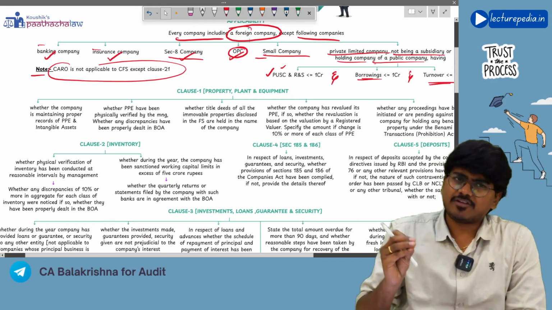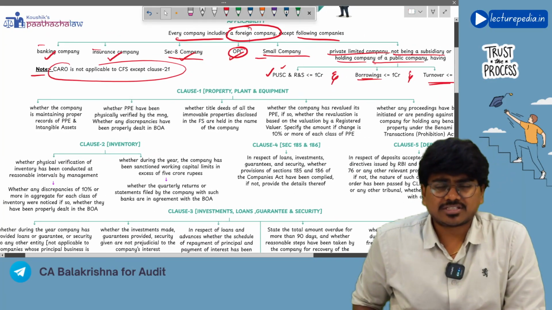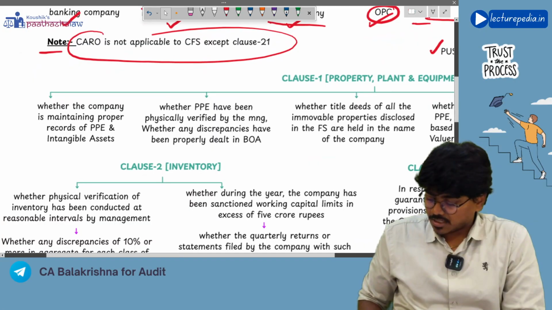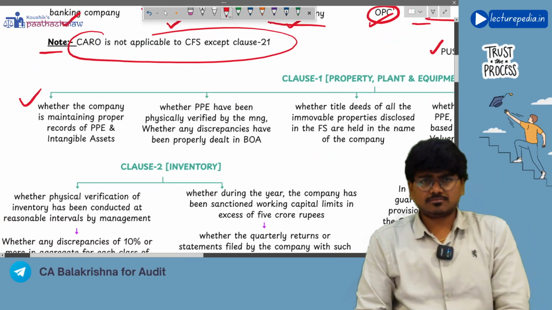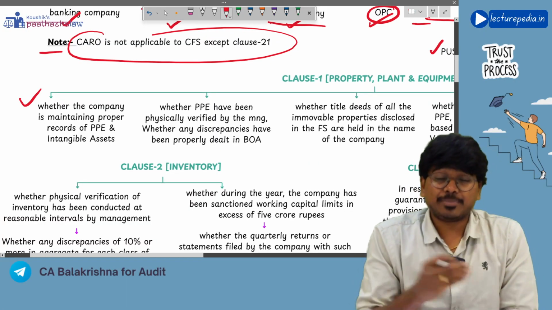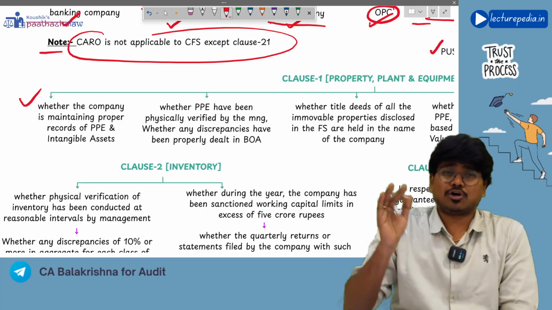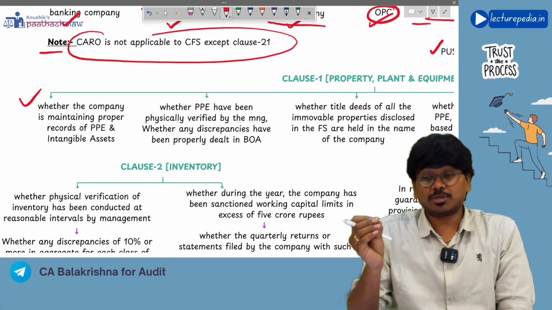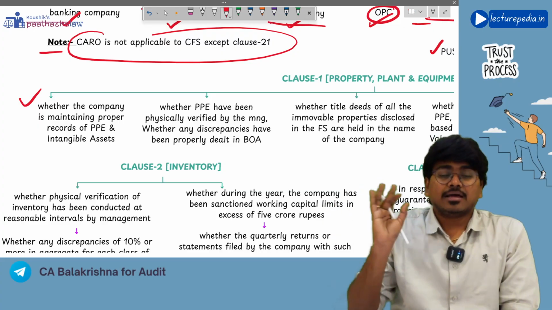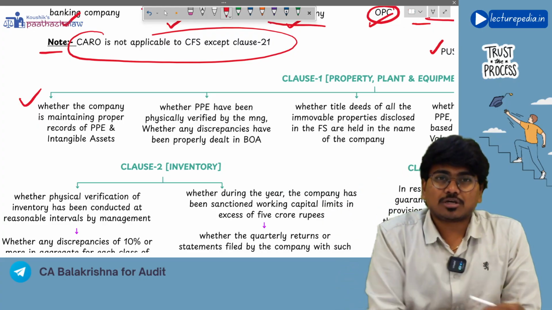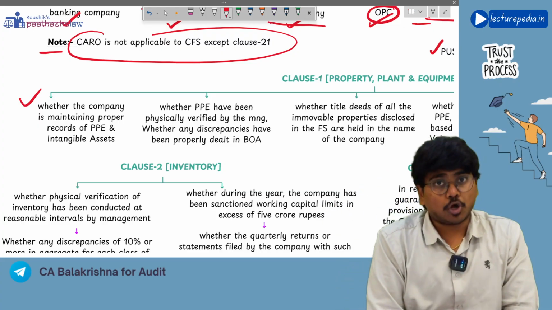There are basically 5 sub clauses in this first clause. Let us see what they are one by one. First of all, auditor needs to see whether company has maintained proper records of PPE, including both tangible as well as intangible. So whether proper records are made or not, that will be reported by the auditor.